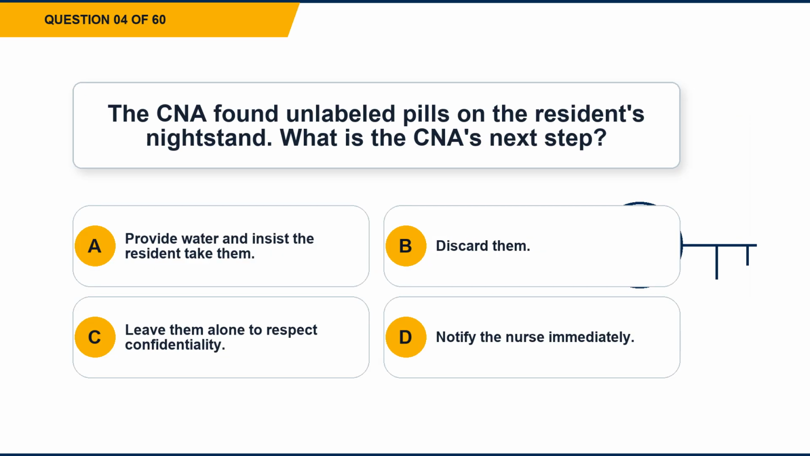Question 4. The CNA found unlabeled pills on the resident's nightstand. What is the CNA's next step? Option A. Provide water and insist the resident take them. Option B. Discard them. Option C. Leave them alone to respect confidentiality. Option D. Notify the nurse immediately.